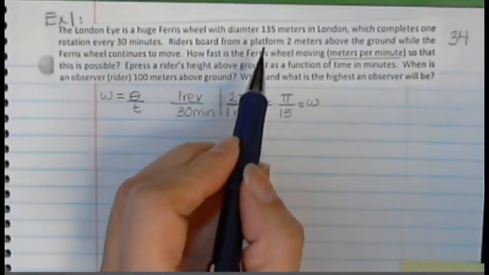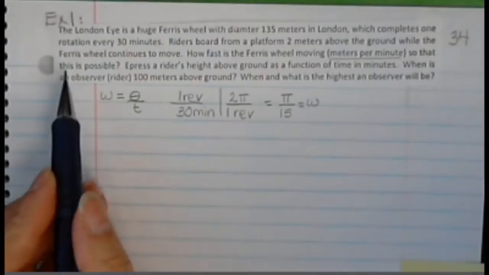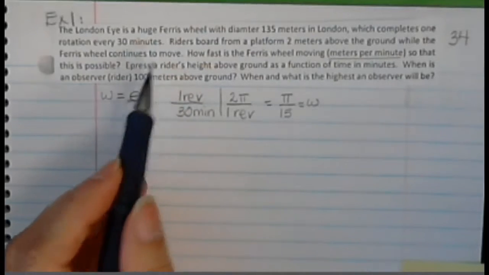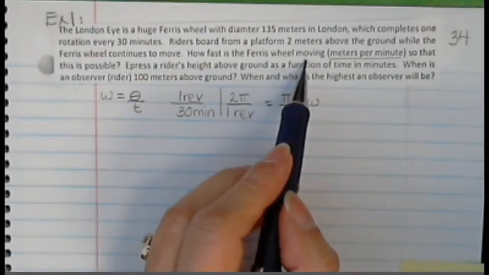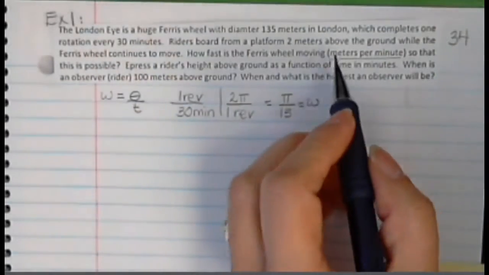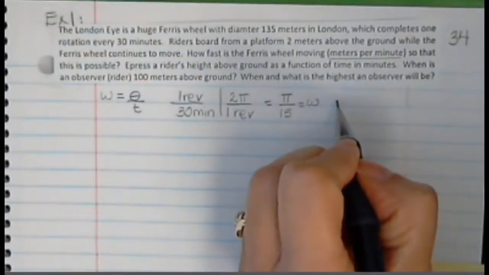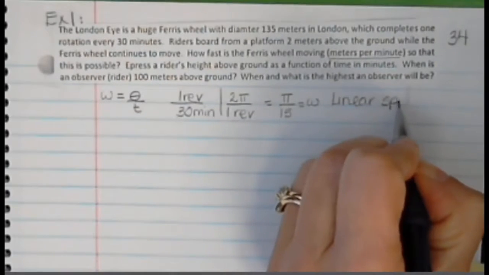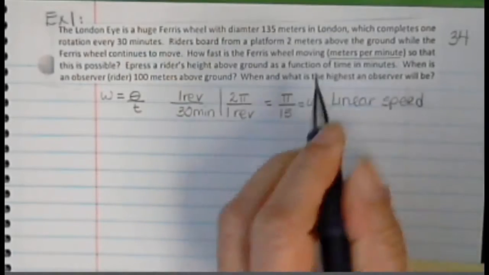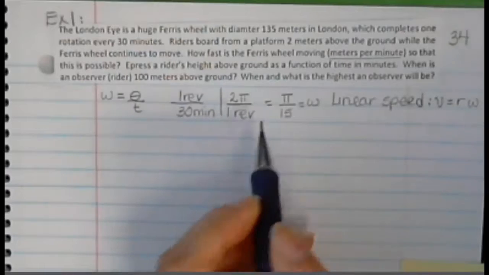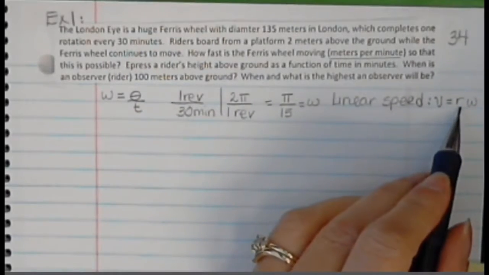If we want to know how fast it's going, the next part of our problem says that the riders board on the platform 2 meters above the ground while the Ferris wheel continues to move. So the Ferris wheel doesn't stop. So the question is, how fast is the Ferris wheel moving in meters per minute so that this is possible? Remember that meters per minute has to do with linear speed, and our equation is v is equal to r omega.